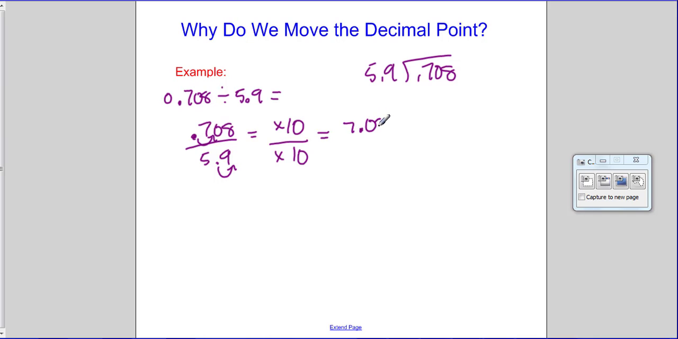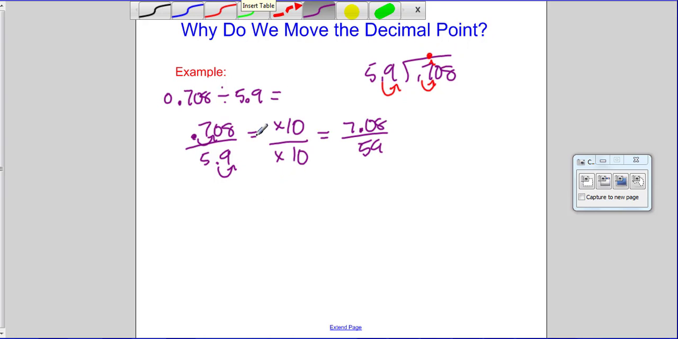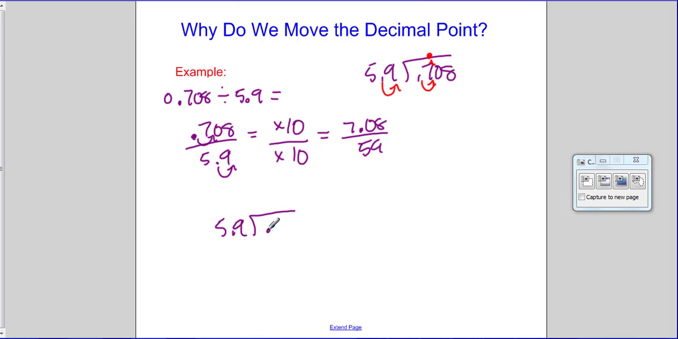So that's 7.08 divided by 59, which is effectively what I'm doing here because I'm going to move the decimal point 1 place here and 1 place here. So my new division problem becomes 59 into 7.08. So this is what's really going on here. I take 5.9 into 0.708. I count the number of places behind the decimal point. There's 1 place, so I move it 1 place here. I move it 1 place here. So my new decimal point goes right here.